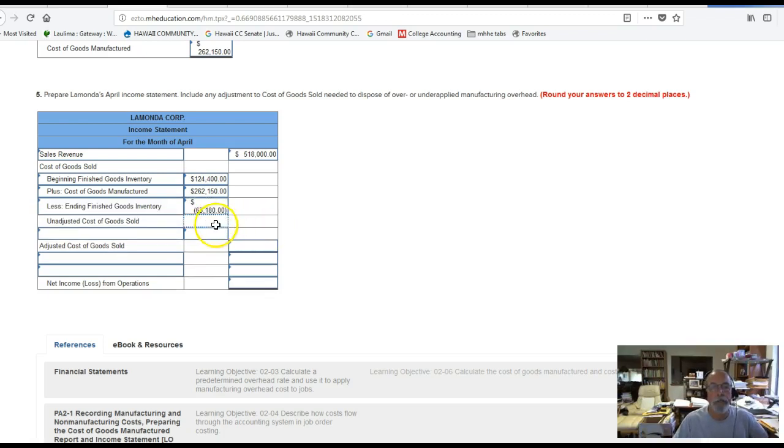And so our unadjusted cost of goods sold would be the total of these three amounts, 124,400 plus 262,150 minus 63,180, which is 323,370.